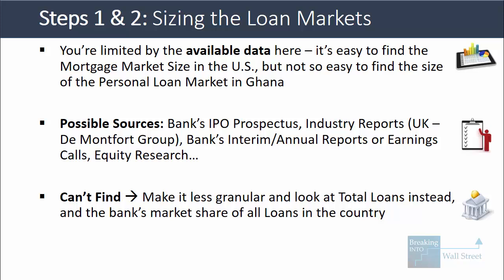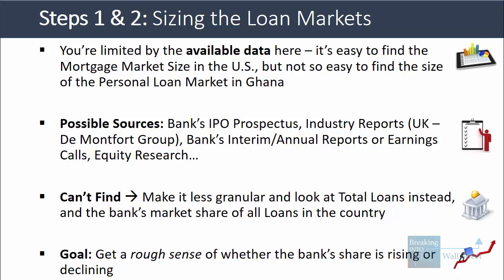Now, if you can't find this type of information because it doesn't exist or you're in a much smaller country, you can make it less granular. Just look at the total amount of loans instead. Instead of doing it segment by segment, just calculate the bank's market share out of all the loans in the country and make the total loans a percent of GDP instead. So there's always a solution, even if you can't find all the exact numbers. Make it less granular. If you can't find anything on even the total amount of loans in the country, then maybe you have to just use simple percentage growth rates like we did in our older model. But whatever it is, you can usually find some way of estimating this.